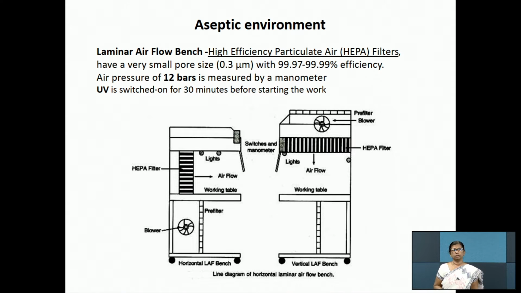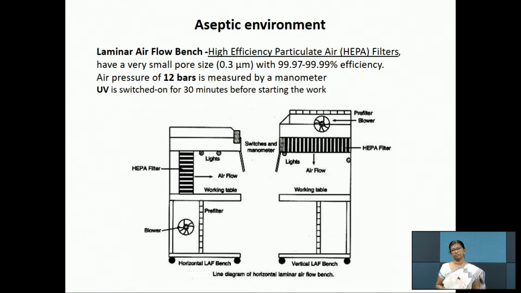In the laminar airflow chamber, there are two types: the horizontal laminar airflow chamber and the vertical airflow chamber. In the horizontal one, the blower is present at the bottom. From the blower, the air is sucked inside the laminar airflow through the pre-filter.